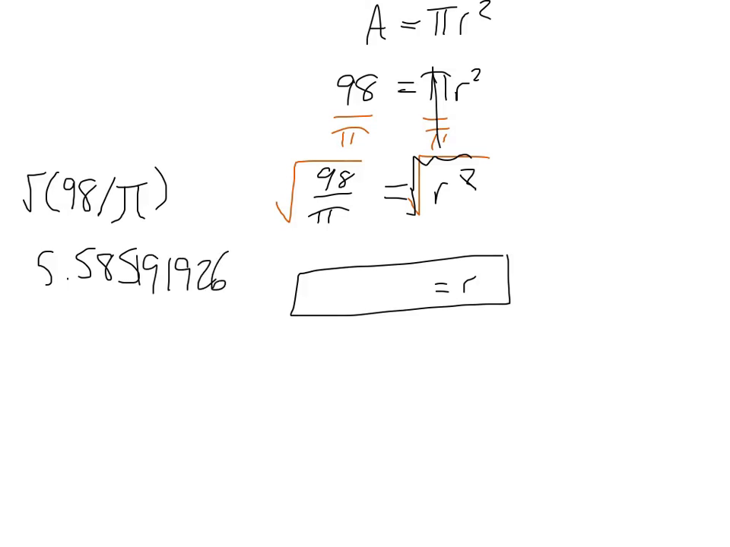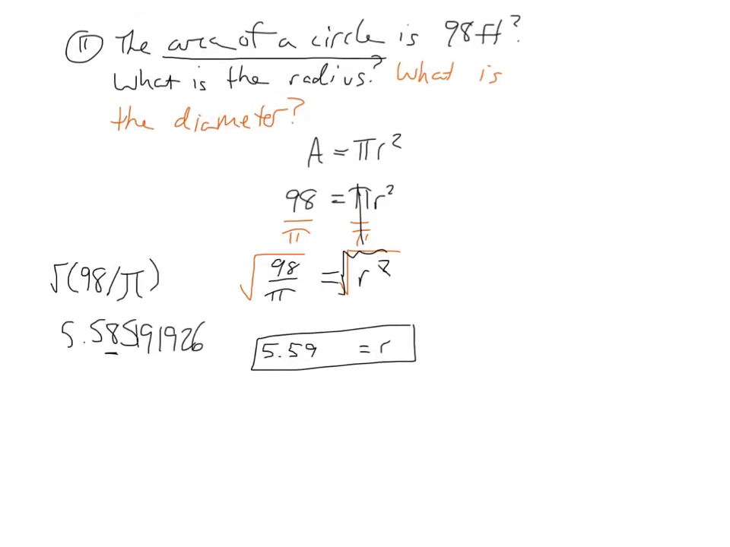It's just round to the nearest hundredth. So I'll round to that place. That's going to round up to a 9. So we'll be left with 5.59, and we were talking about feet here. And that's the radius.